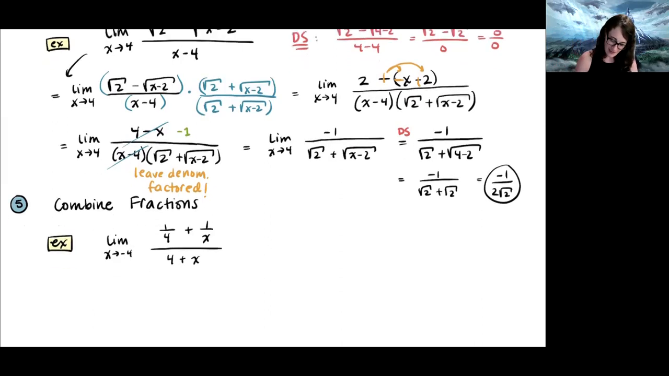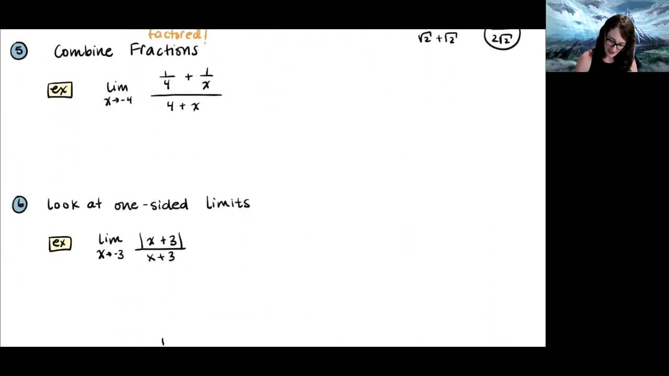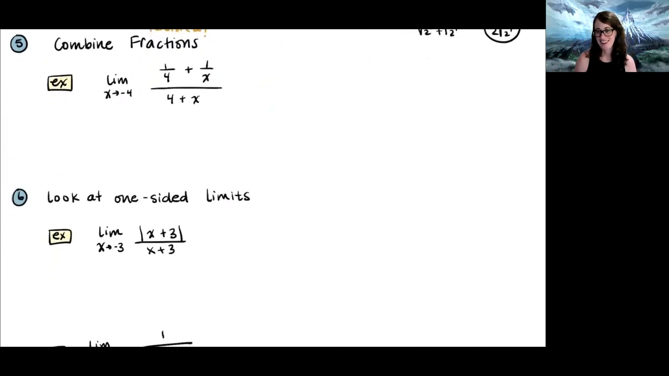All right, the fifth, we're almost there. I think this is the end, 6 methods total. The fifth method is for when you have something that looks like this. A complex fraction, fractions within another fraction. So the way to do this is to just get fewer fractions.